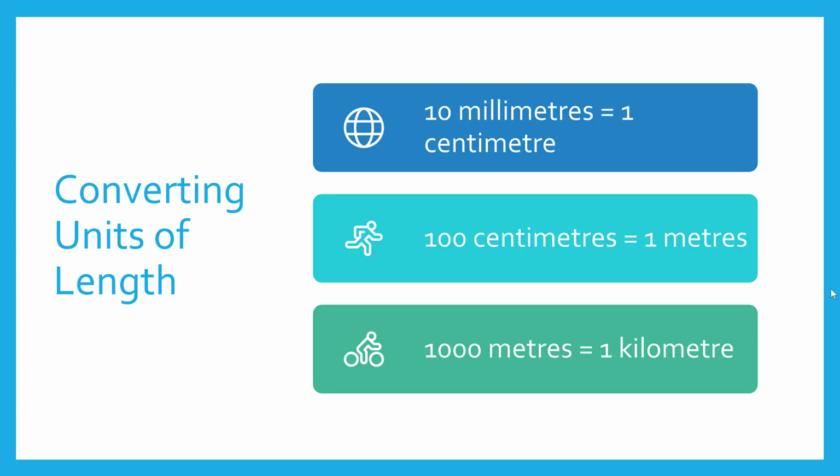So just a couple things to remember. 10 millimeters equals 1 centimeter, 100 centimeters equals 1 meter, and 1,000 meters equals 1 kilometer. So these are the main conversions. This is the most important thing to remember. If you are getting confused on the homework, go back to this slide. This will really, really help you.